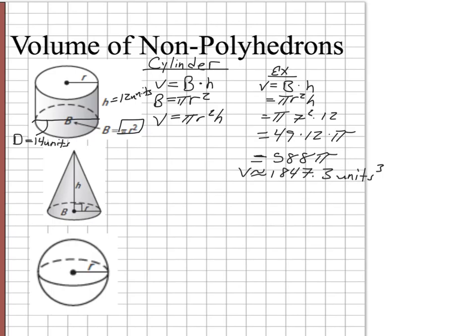All right, a cone. Well, the formula for a cone is very similar to that of a pyramid. We saw that in surface area, and it is again true in volume. So again, we have volume is equal to the area of the base times height, and then we divide that by 3.